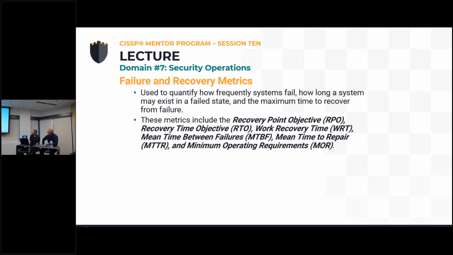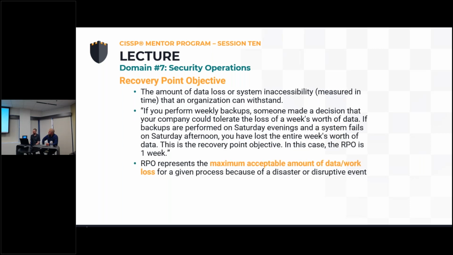More metrics. Failure recovery: how frequently the systems fail, how long it can be down, and the maximum time to recover from failure. So, recovery point objective: the amount of data loss that's acceptable. If the recovery point is 4 hours, we could lose 4 hours of data before it's a significant impact to the organization. We can lose 15 minutes, whatever it is.